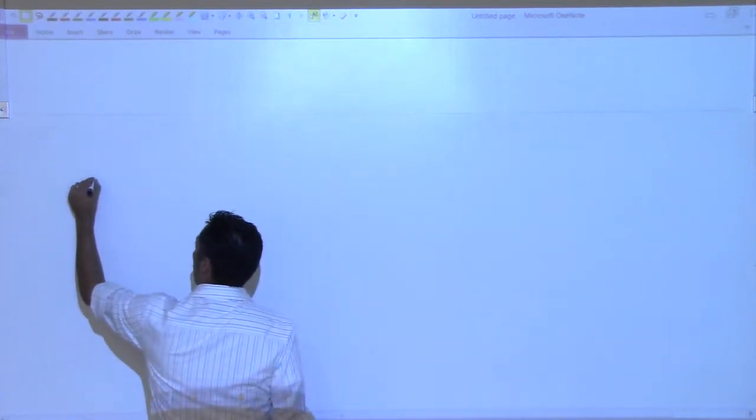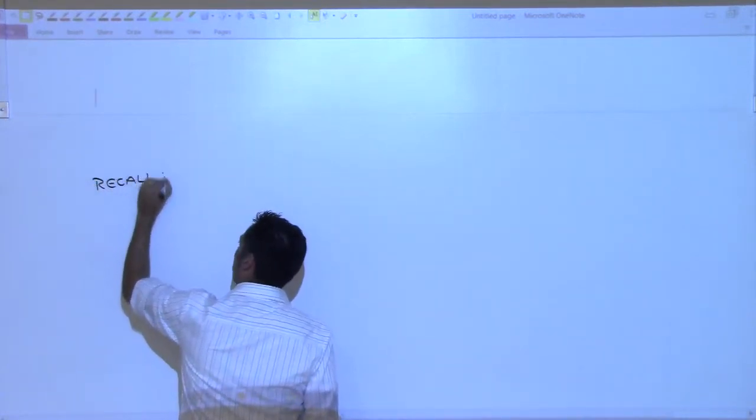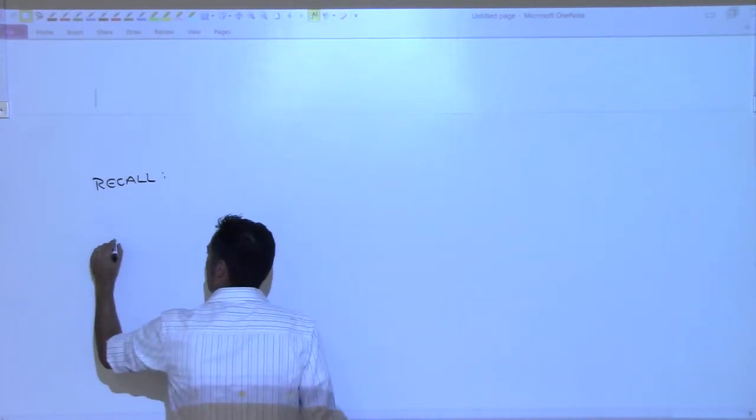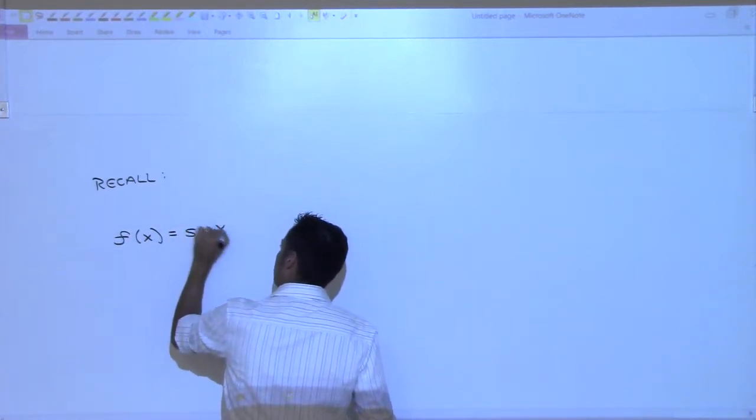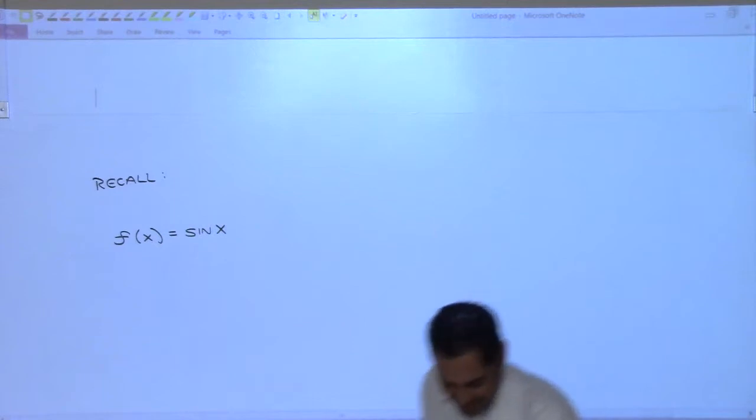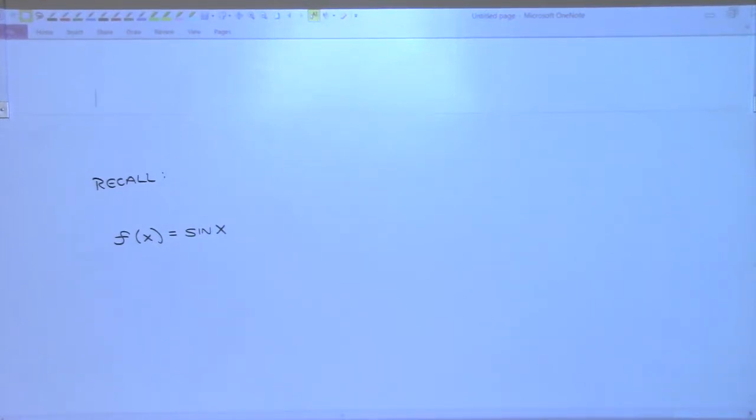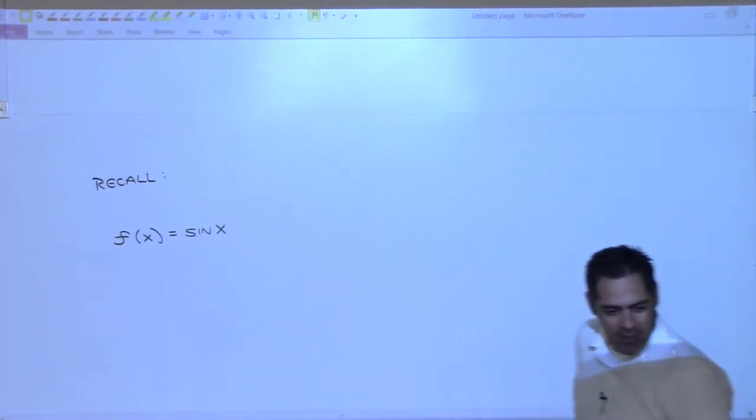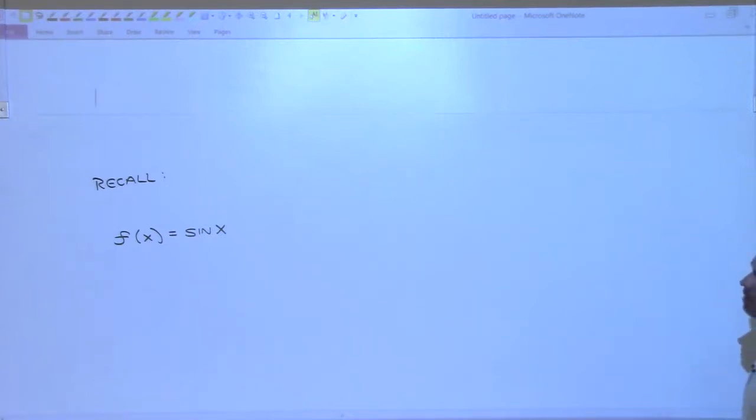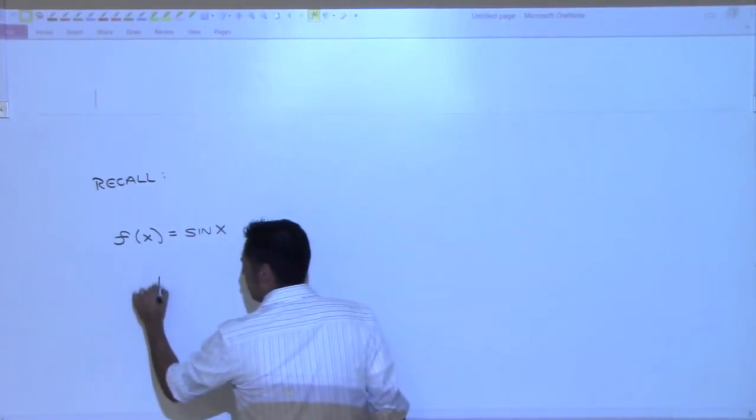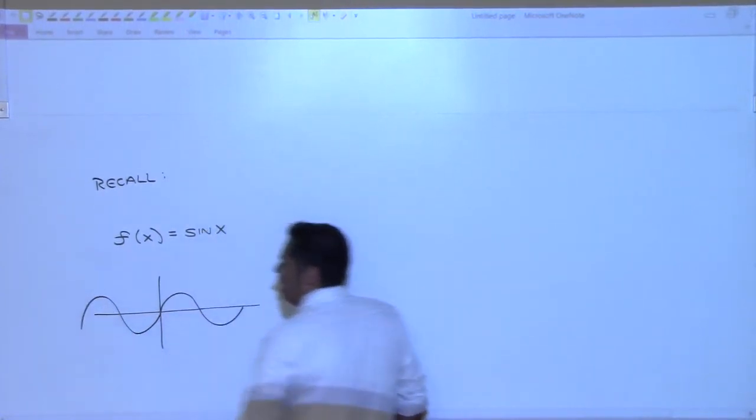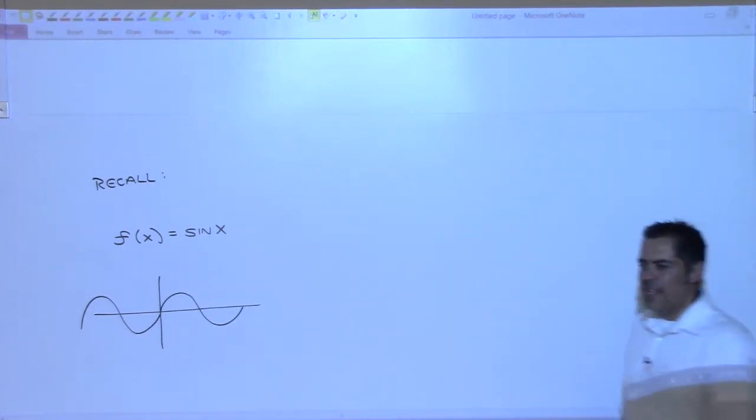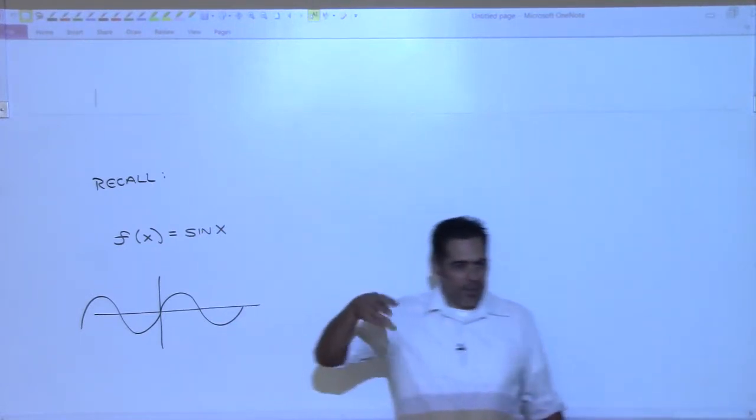So recall, that means I'm asking you to think from back in pre-cal, which was ages ago, right? If someone were to define a function f of x equals sine of x, we graph it, looks like this, right? And in pre-cal, we would say that this is a function, right? It's a function because it passes the vertical line test.